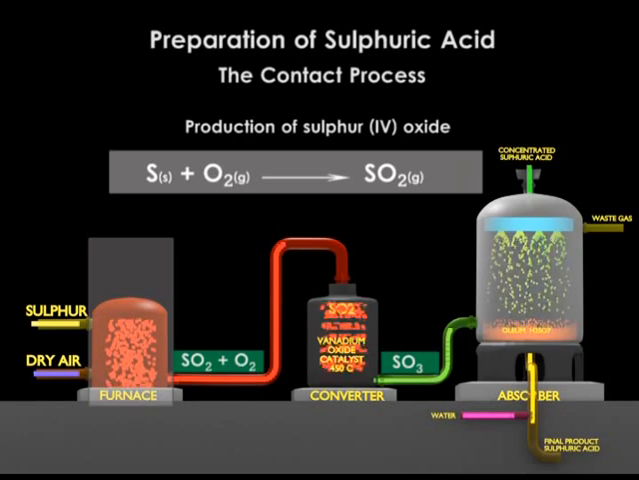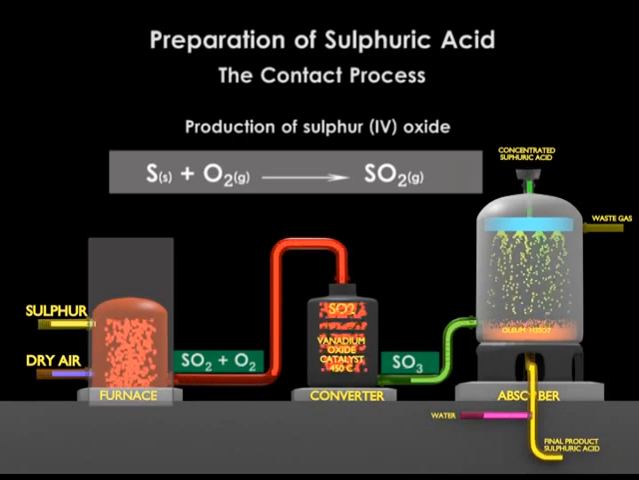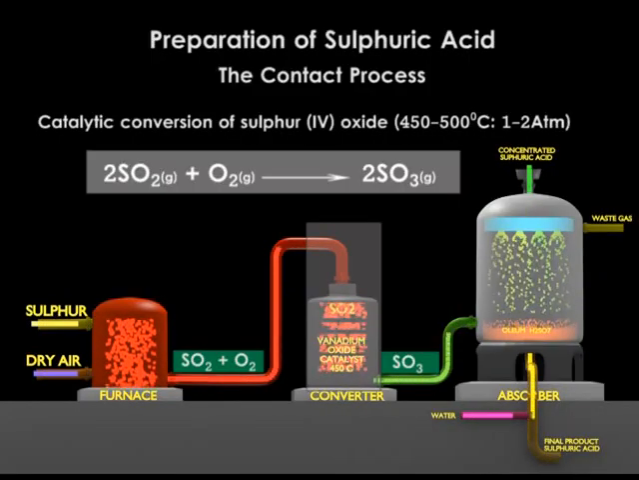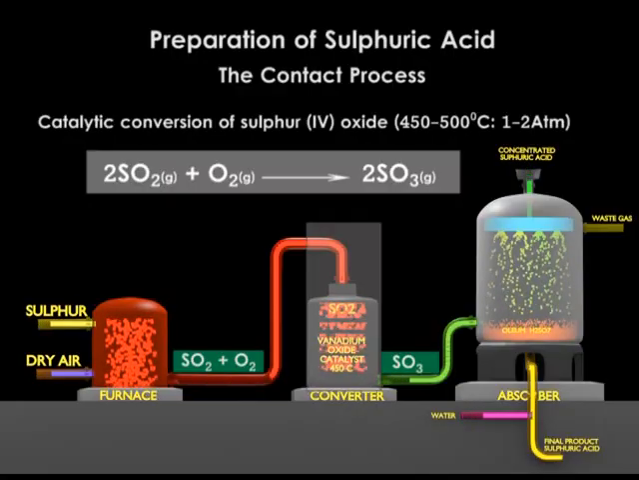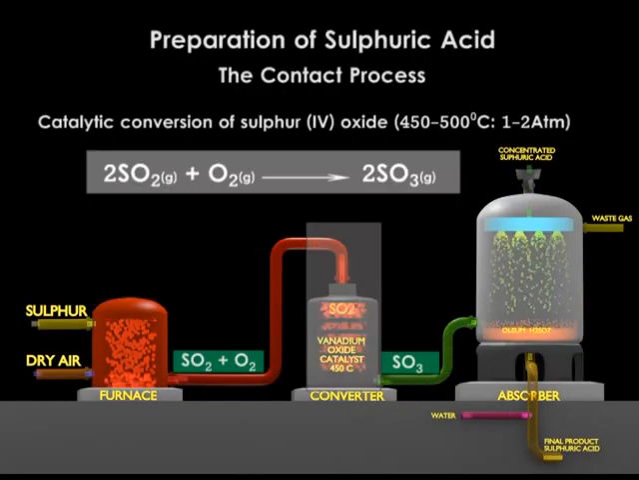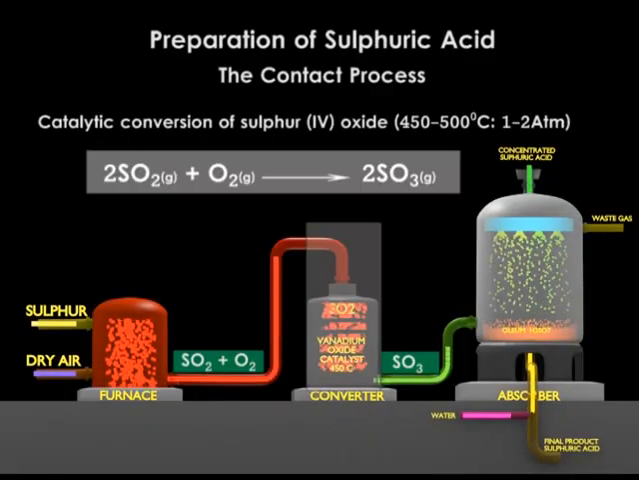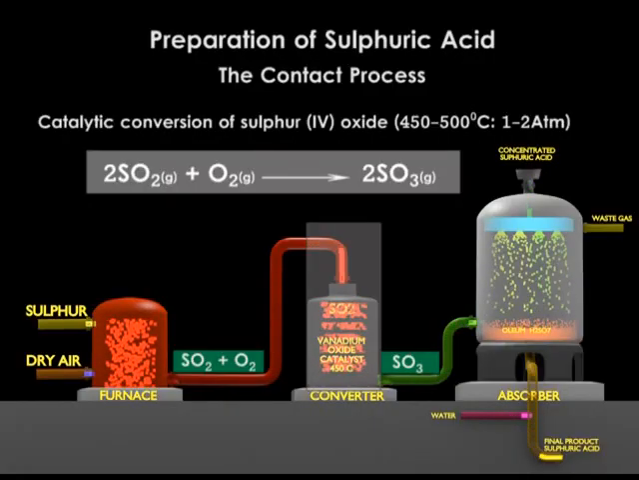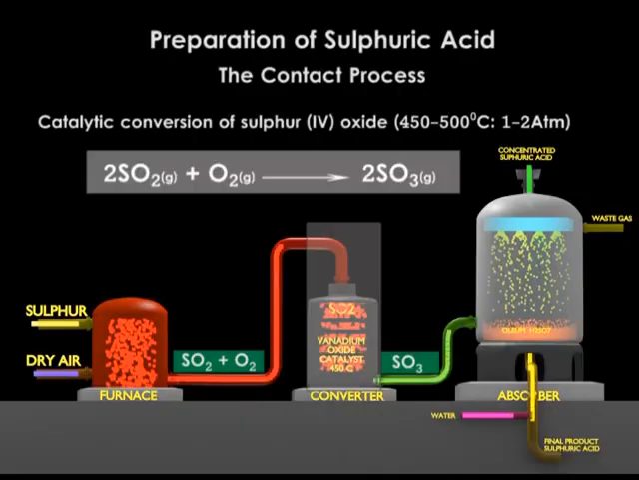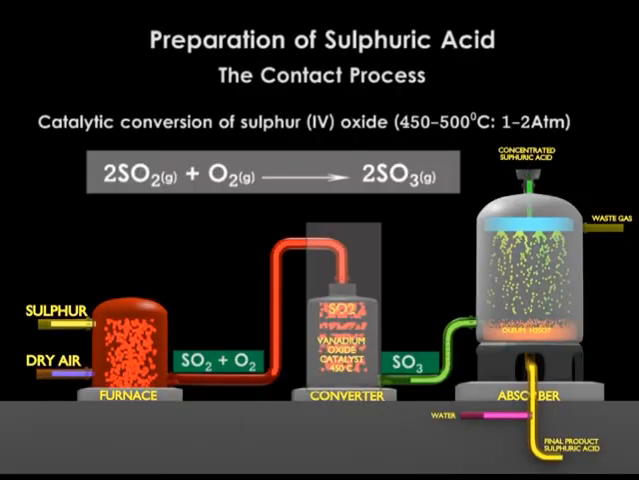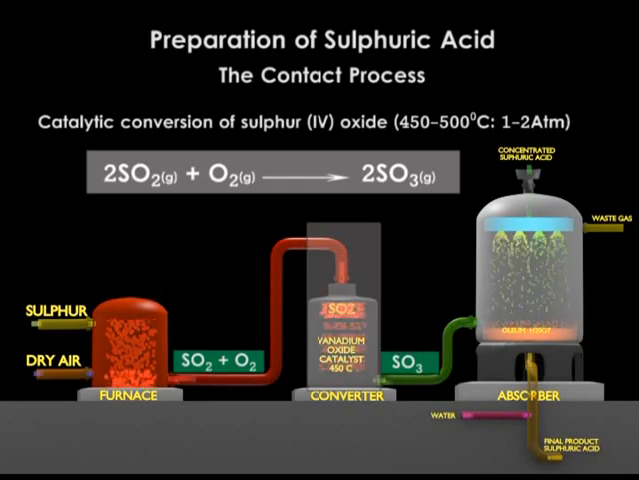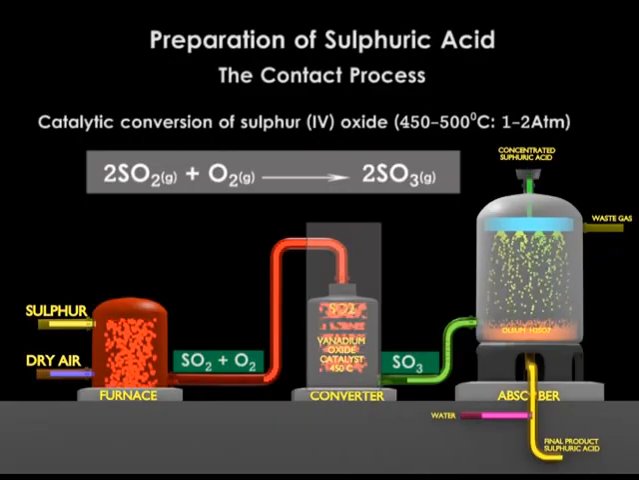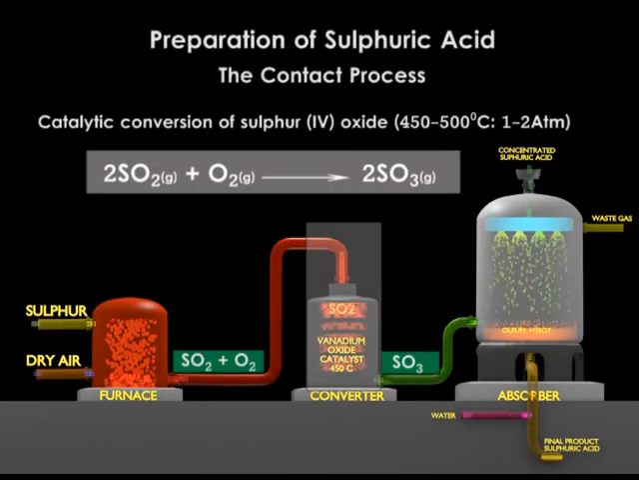The mixture of sulfur 4 oxide and air is then passed into a catalytic converter. This contains vanadium 5 oxide catalyst distributed over layers of silica gel, which acts as the carrier. Originally, platinized asbestos was used as the catalyst. Although it is more efficient than vanadium 5 oxide, it is more expensive and highly susceptible to poisoning. In the catalytic chamber, sulfur 4 oxide reacts with oxygen, forming sulfur 6 oxide. At a temperature of between 400 and 500 degrees Celsius and a pressure of 1 to 2 atmospheres, a 98% yield of sulfur 6 oxide is achieved.